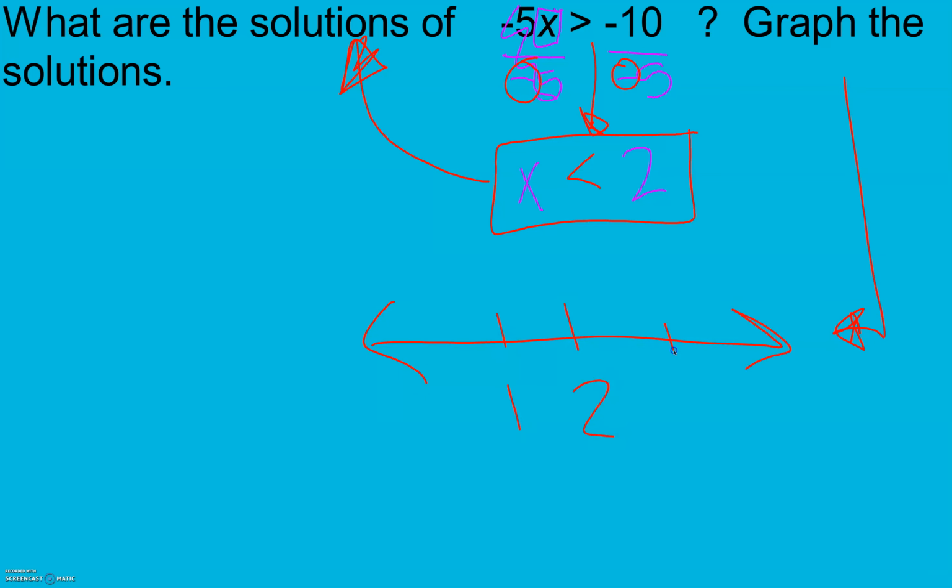Boundary point, one number on each side, and 0. Circle at 2. I'm not going to fill that in because there's not an equal to on my inequality. We want our solution, our shading, our values to be less than 2, numbers like 1, 0, and -100. So we shade everything to the left. If I plug in 0, for example, I get 0 is greater than -10, which is true. So our solution there is correct.